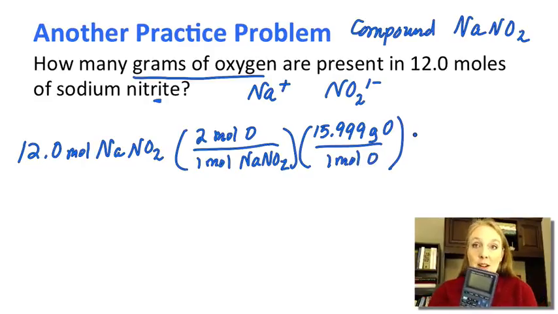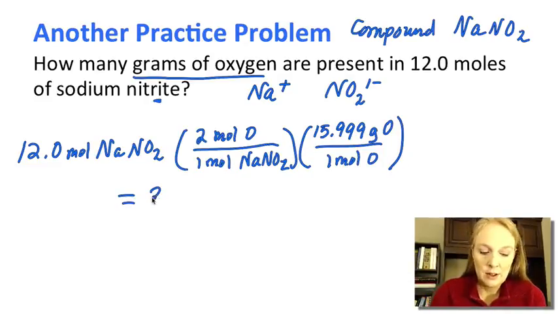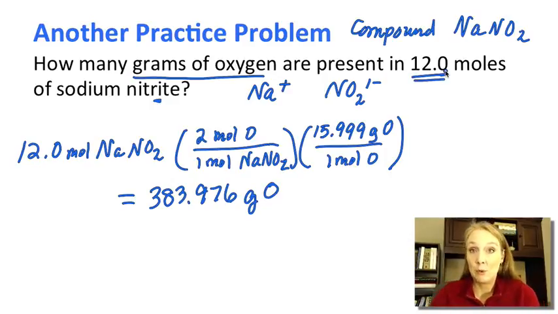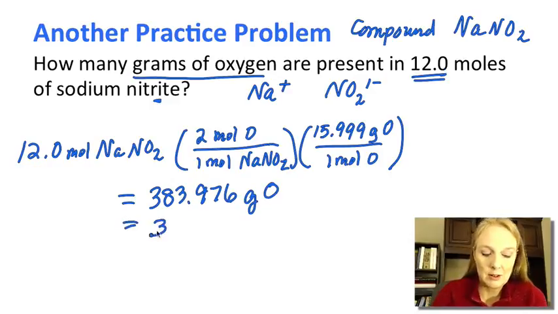So I just take my calculator out, plug those numbers in quickly, and I see that all of this equals 383.976 grams of oxygen. But I do my double check on the significant figures and I see I should only have 3 significant figures. So I need to round that. It'll round up to 384 grams of oxygen.